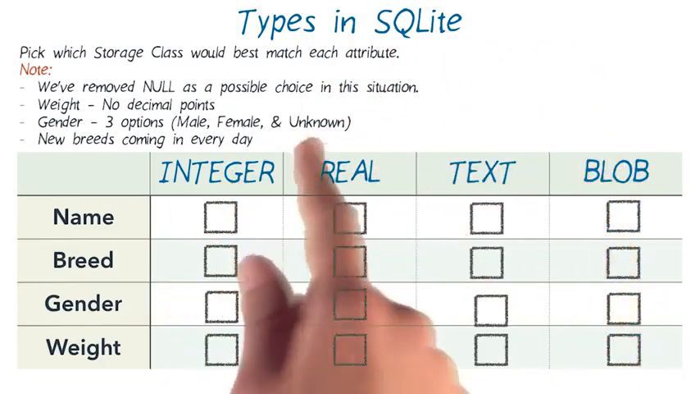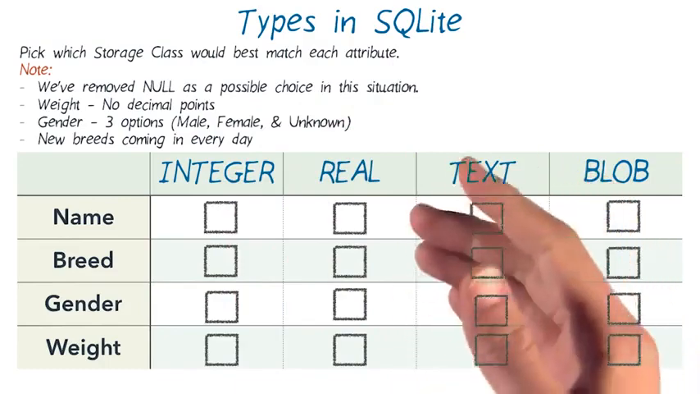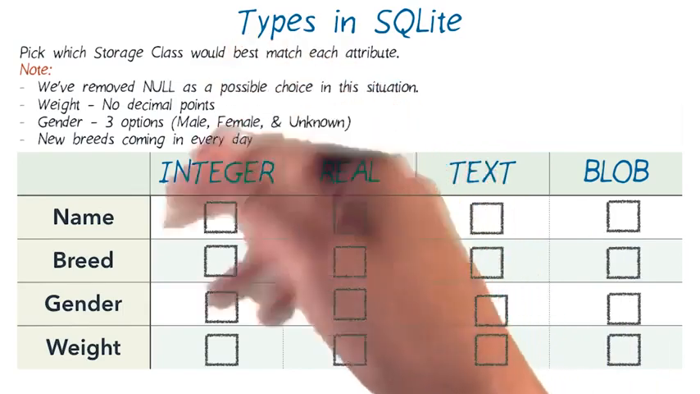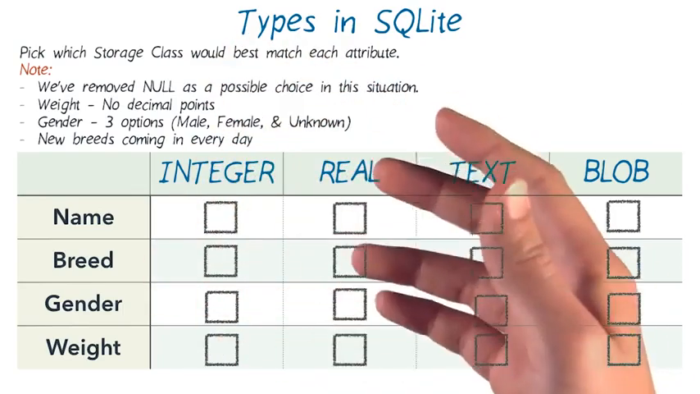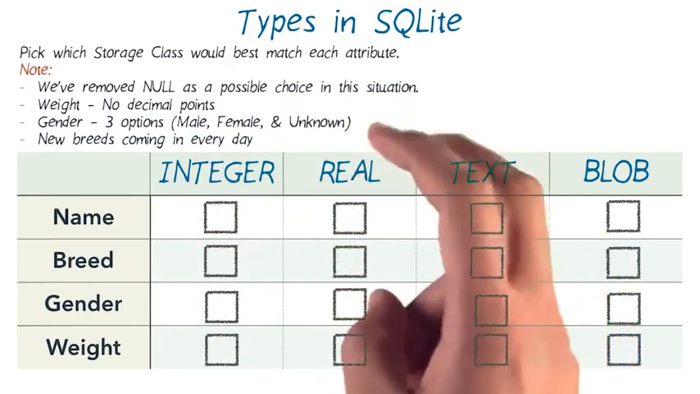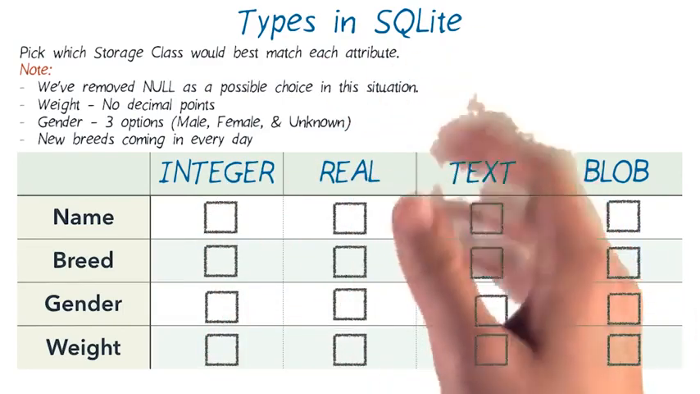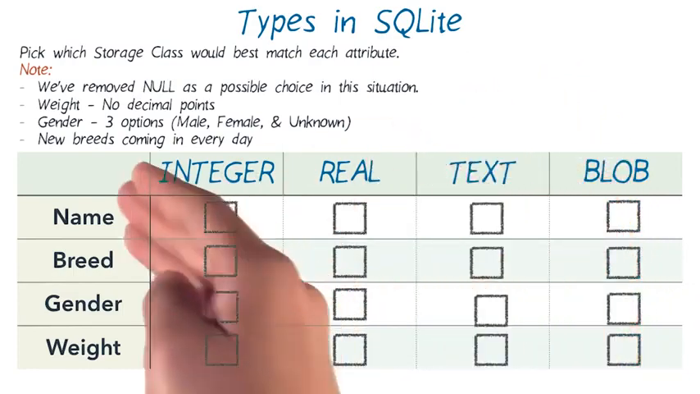And notice in our storage class options, I've removed null, because there is no situation where you'll have a column that only has null values, much like you never have a variable in Java with a null type. Now the rest are possible answers, and go ahead and pick the storage class that you think is the best match for each of these attributes.